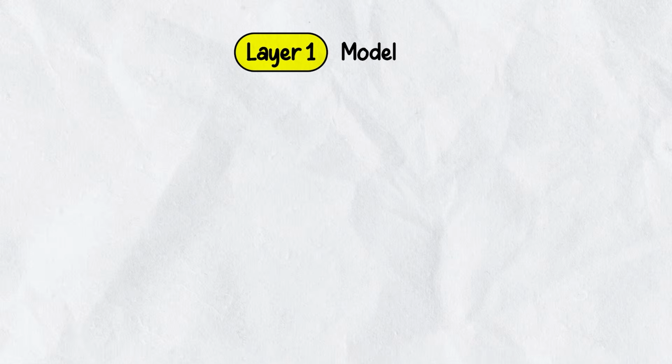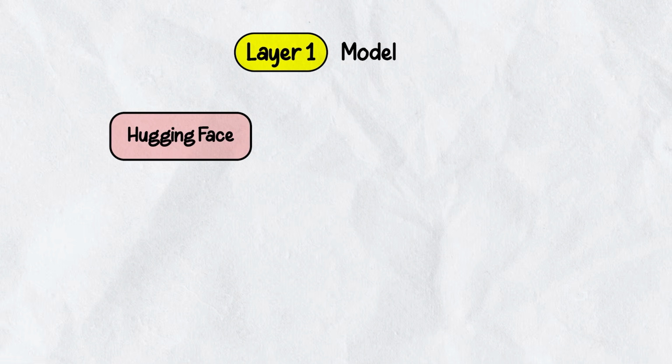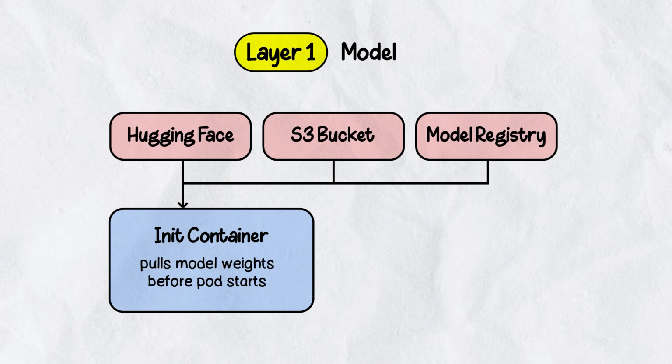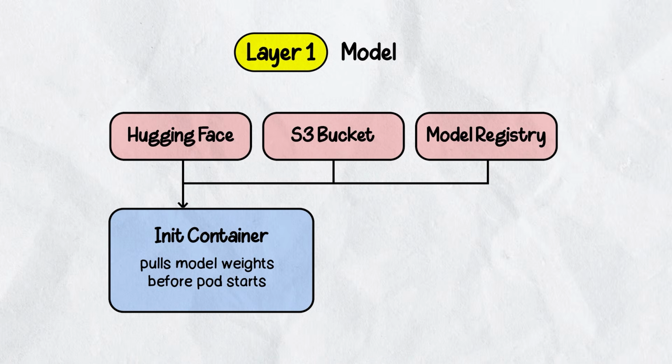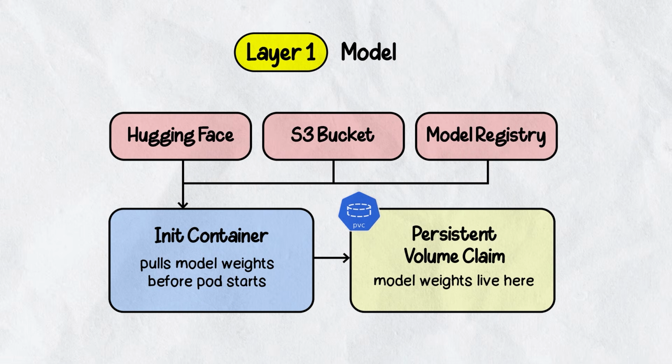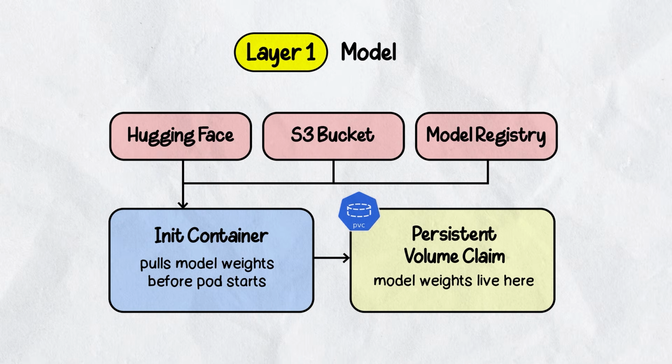The first is the model itself. It comes from somewhere like Hugging Face, an S3 bucket, a model registry. Then an init container pulls it down before your serving pod ever starts. It lands on a persistent volume claim. That's the shared storage that survives pod restarts. And the model weights don't live inside your container image. They live on the volume. Your image is just the engine.